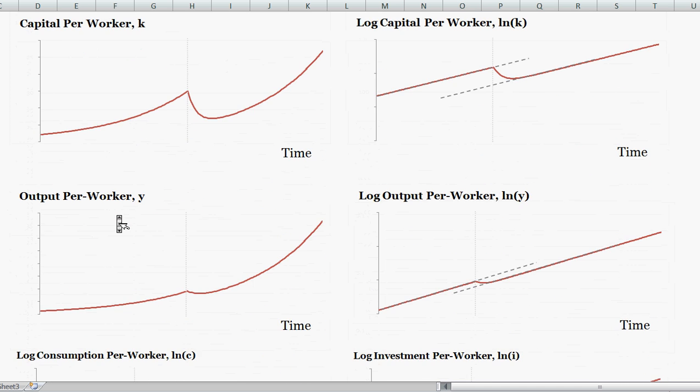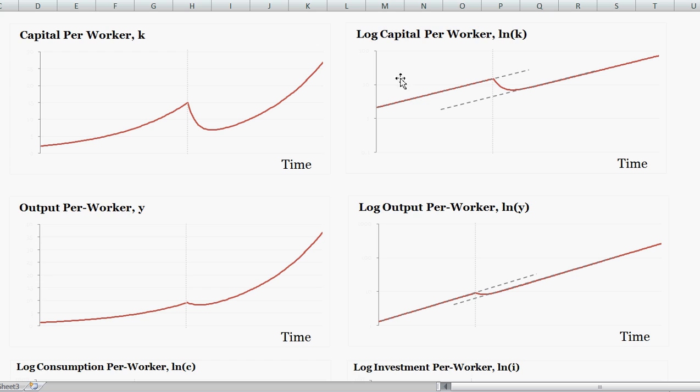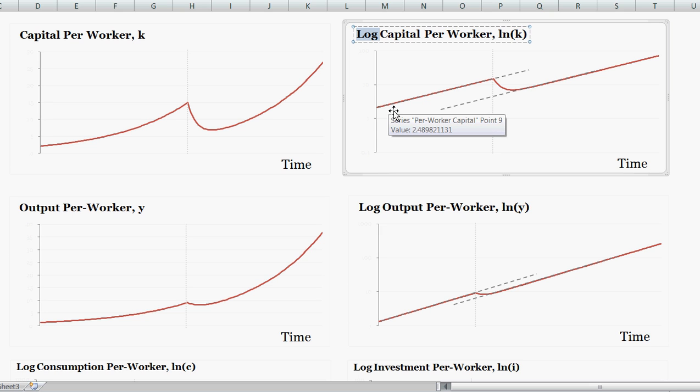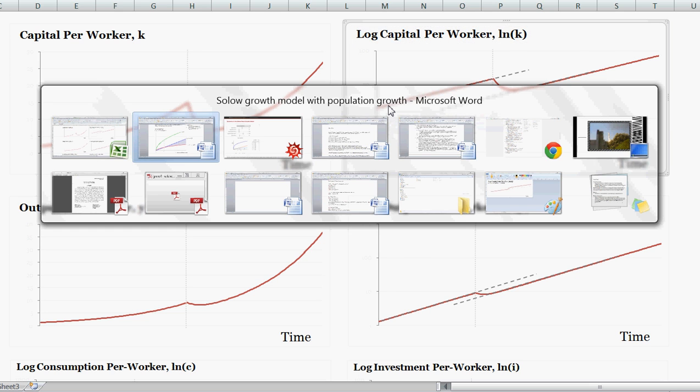So let's look at capital per worker. We're looking at log values because this is with population growth and technology growth. And with technology growth, things are growing exponentially, so you have to convert them into logs so that you have a nice straight line. This line right here is the growth rate of technology. And I made a nice little chart that summarized everything for you.